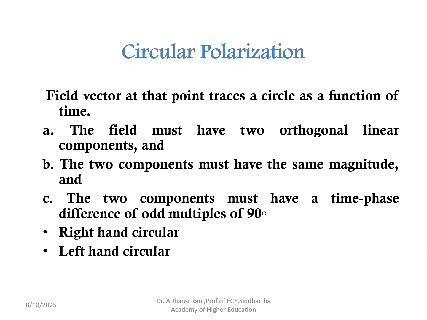See, in circular polarization, the field vector at that point is tracing a circle with respect to time. It is a function of time. You have two orthogonal linear components, here Ex and Ey. The two components must have the same magnitude, and the time phase difference is odd multiples of 90 degrees, like 270. Then you have right-hand circular and left-hand circular, which depends upon the phase difference between Ex and Ey.